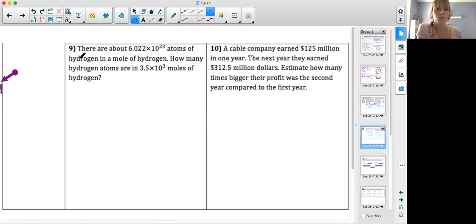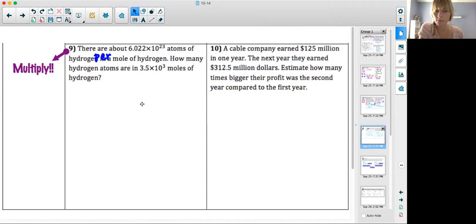Okay, so question number 9 says, there are about 6.022 times 10 to the 23rd atoms of hydrogen in a mole of hydrogen. This is another way of saying atoms per mole. Okay, so if they're telling me it's this many atoms per mole, and it says how many hydrogen atoms are in this many moles, I'm going to tell you right now, this is a multiplication problem. So in just a second, you'll set that up. But number 9 is a multiplication problem.